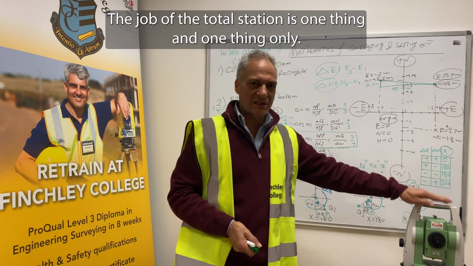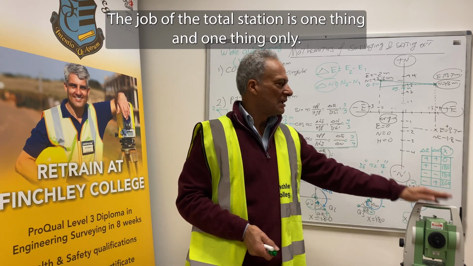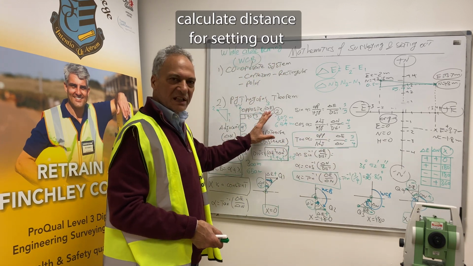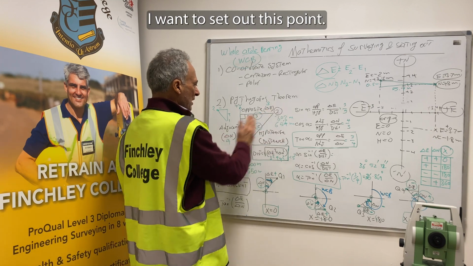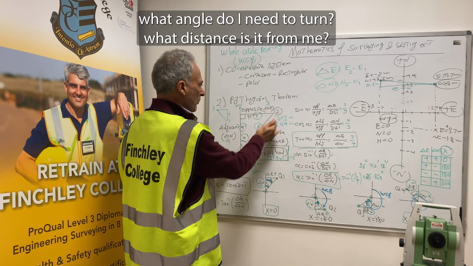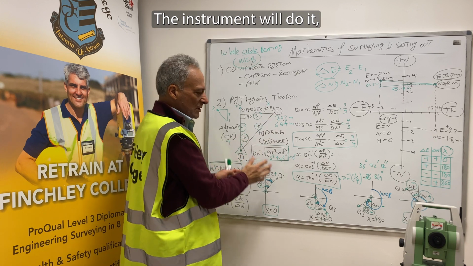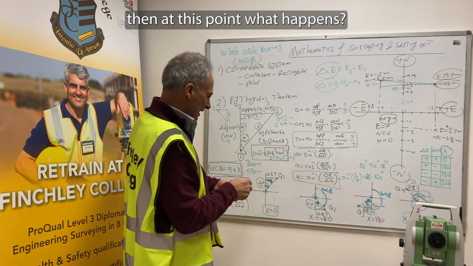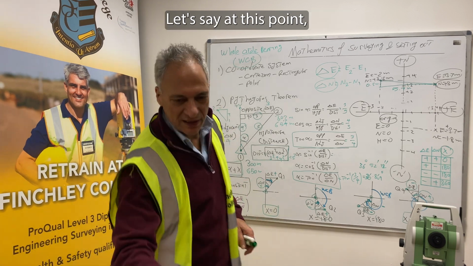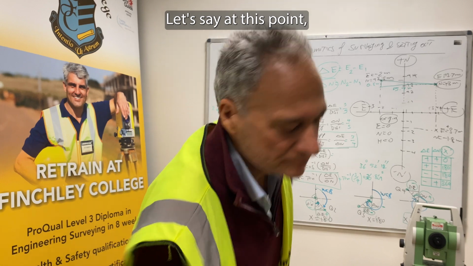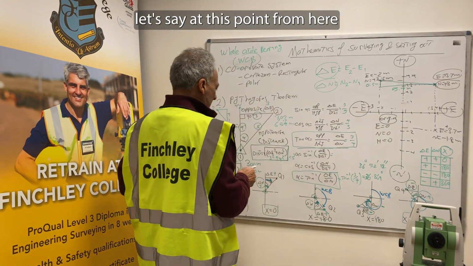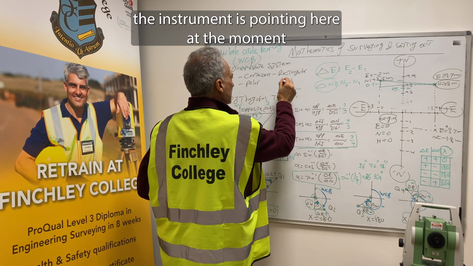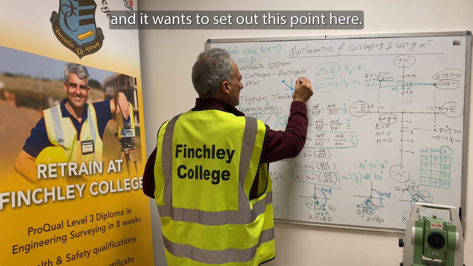The job of the total station is one thing and one thing only: calculate bearing, calculate distance. For setting out, I want to set out this point. What angle do I need to turn and what distance is it from me? The instrument will do it and it will show you the bearing and distance. Then, at this point, what happens? Let's say at this point, I'm here. The instrument is pointing here at the moment and he wants to set out this point here.